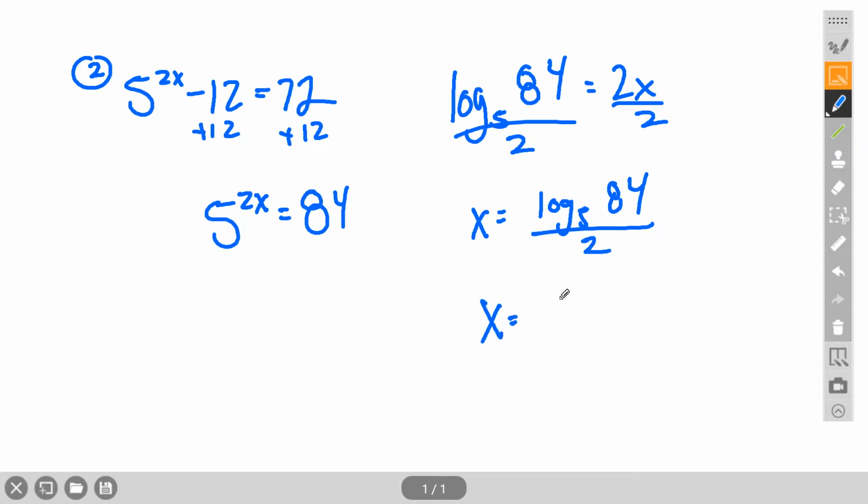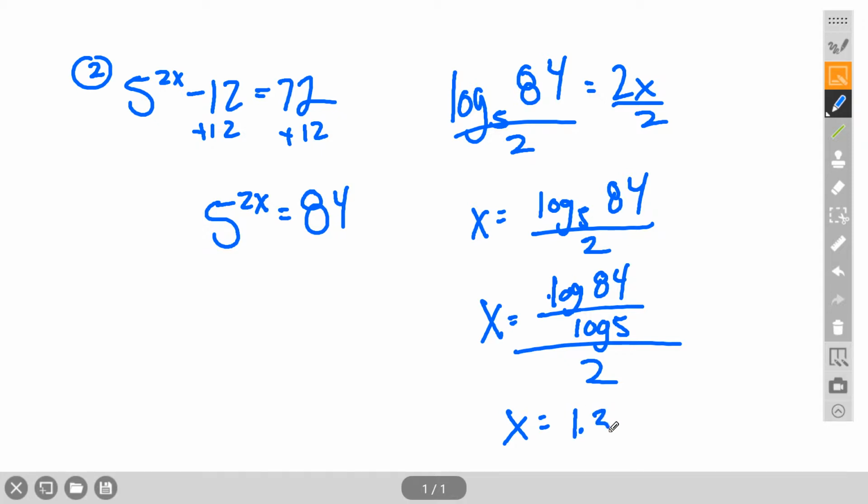And then we can calculate this in a calculator by using the change of base formula. Log of 84 over log of 5, and then that gets divided by 2. So log of 84 divided by log of 5, and we need to divide that by 2. So that gives us x, rounded to the nearest 10 thousandths, 1.3765.